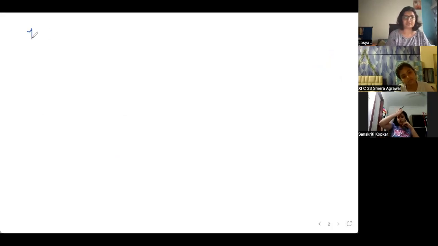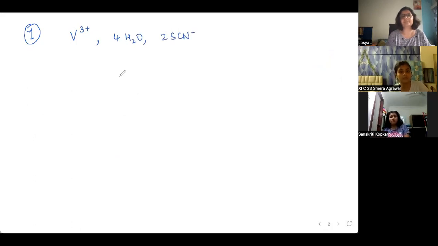So first question, for example, V is vanadium. If I ask you to give me the complex formed by V3+, 4 water molecules and 2 thiocyanate, what will be the formula of this complex? Right now there are no counter ions. If the charge is 0, then it's neutral. Otherwise, if it's a cation, then you need to put that charge outside the bracket. If it happens to be an anion, you need to put it outside.